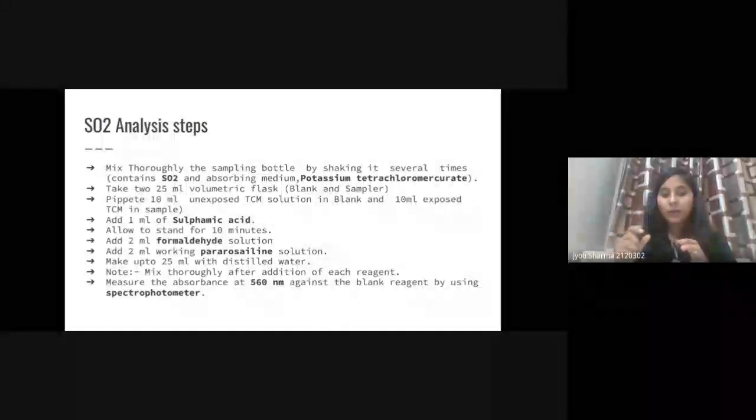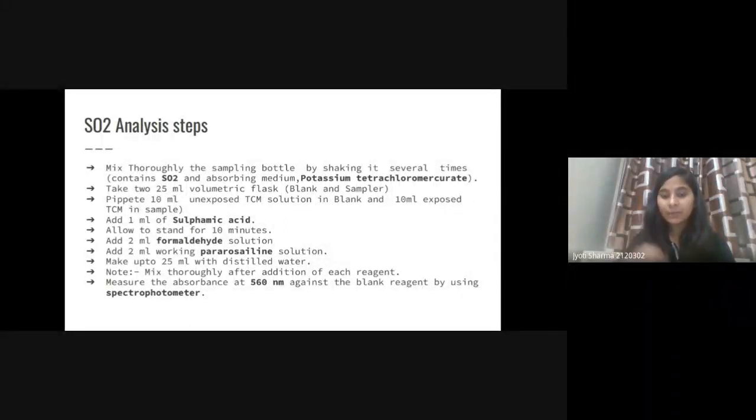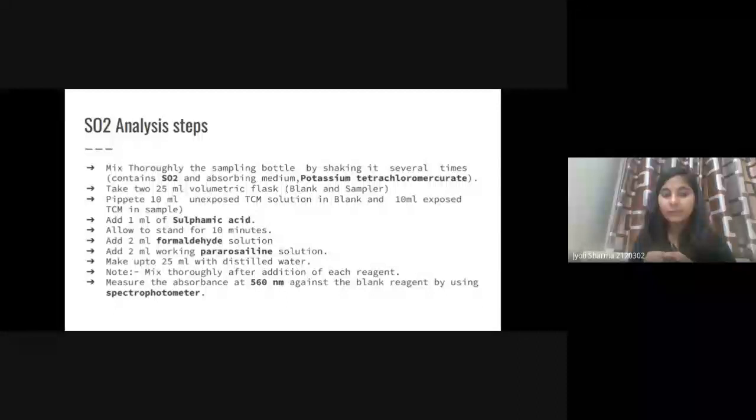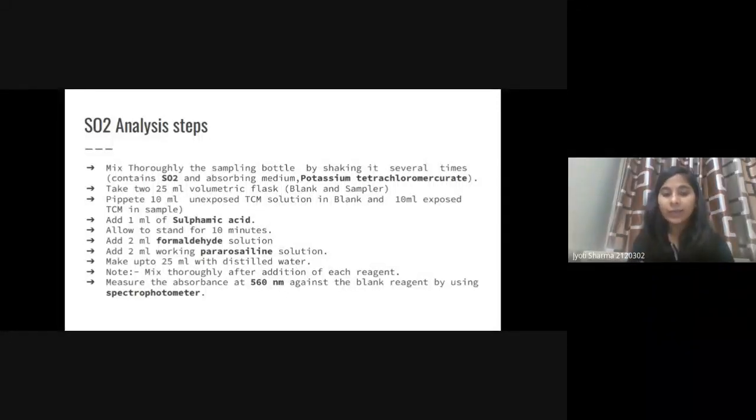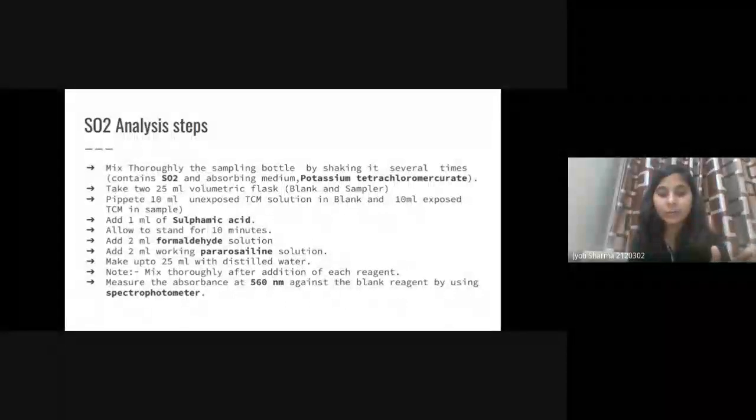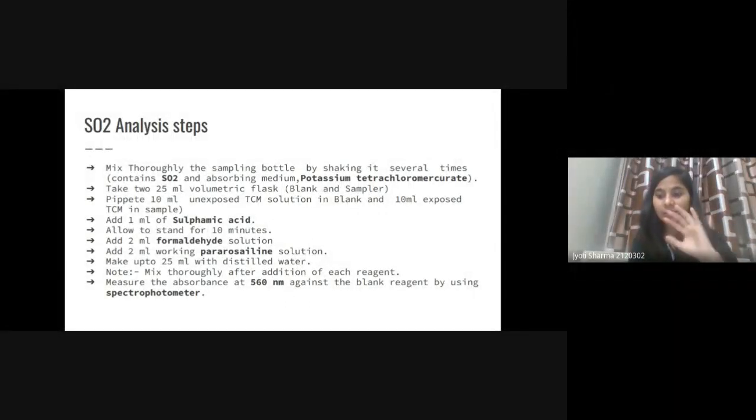Then you will take out some sample and go to the spectrophotometer. You have a cuvette into which you add some sample, and then you measure the absorbance. The spectrophotometer will give you the absorbance value, and you have to set the spectrophotometer at 560 nanometer, right? So this is how we can calculate this sulfur dioxide.